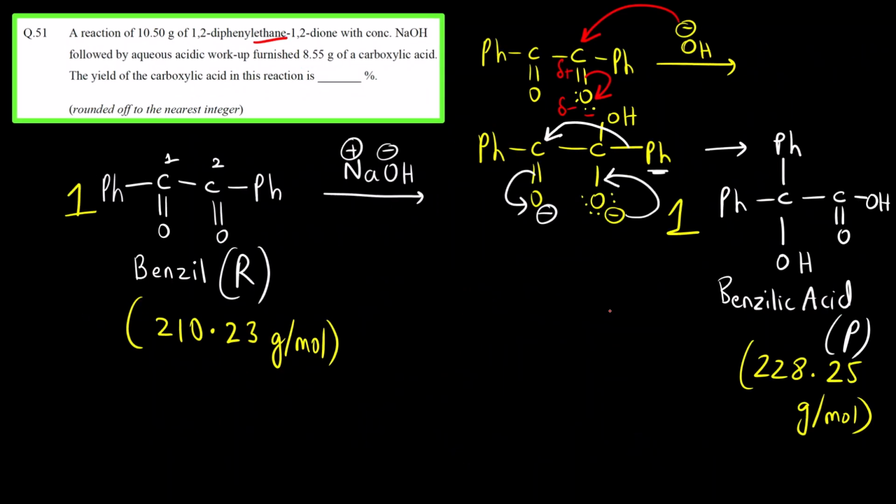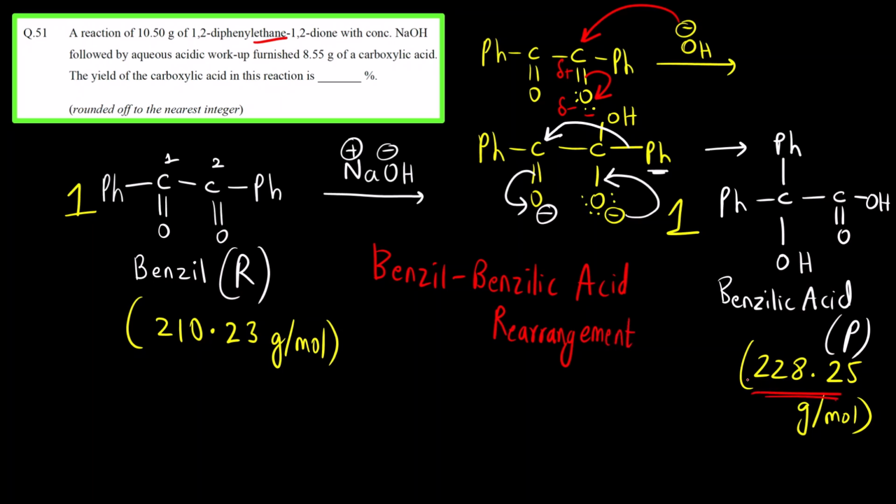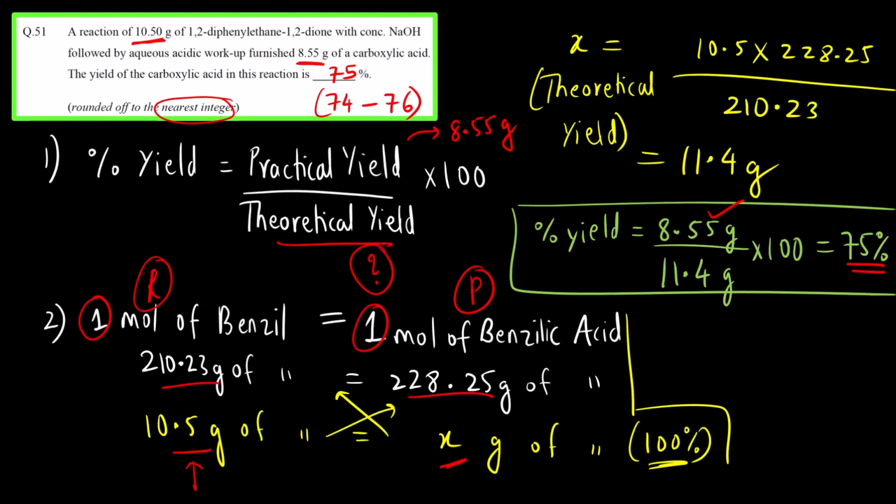So I hope you have understood this mechanism first. What is the name of this mechanism? Benzilic acid rearrangement. If you don't know this mechanism, you cannot solve this question, because you have to know the molecular weight of the product, and that you can know only when you know the structure of the product. For knowing the structure of the product, you must know this name reaction. I hope you have understood all the steps.